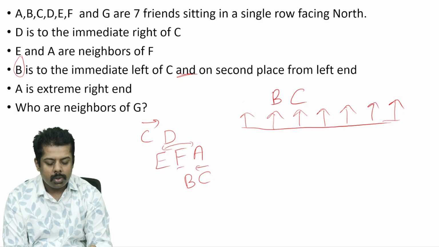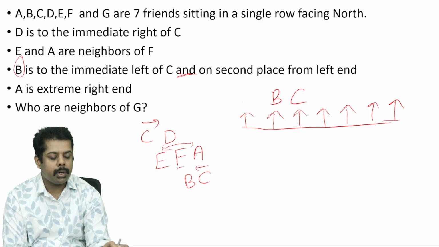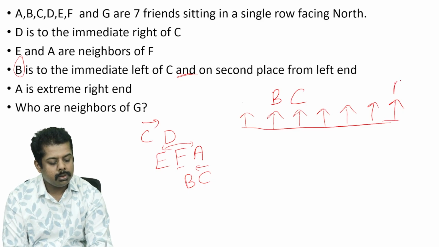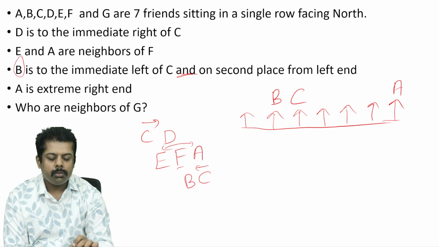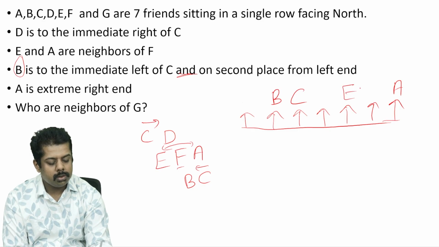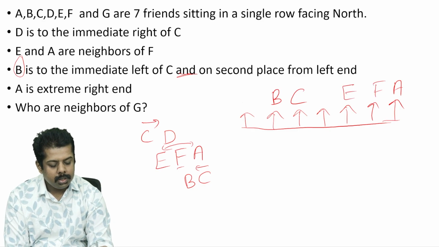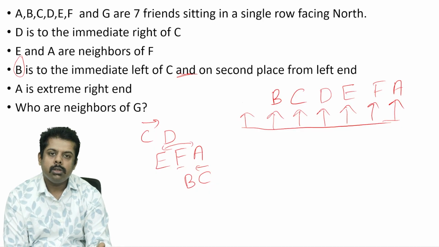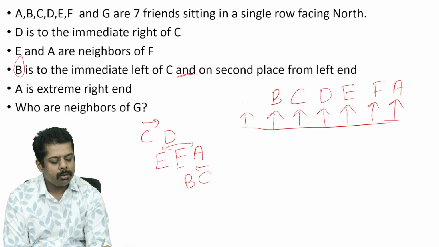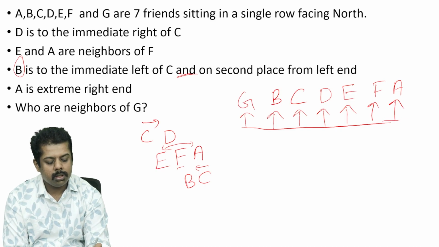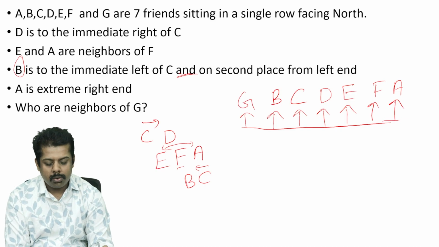And the last point says that A is in the extreme right hand. So that is also a direct case. So A we can also fix. Now we can fix the other points based on that. So EFA is understood, that arrangement is okay now. C to D as well we can fix, that D is sitting to the immediate right of C. So this diagram is also fixed here. We have to fix one person that is G. G has to be in the extreme left hand.